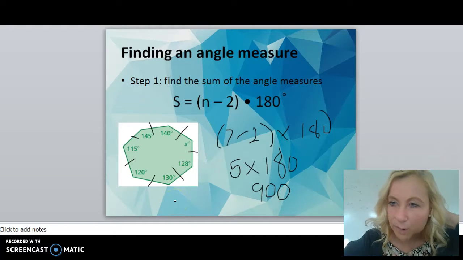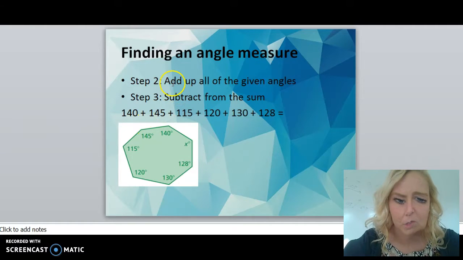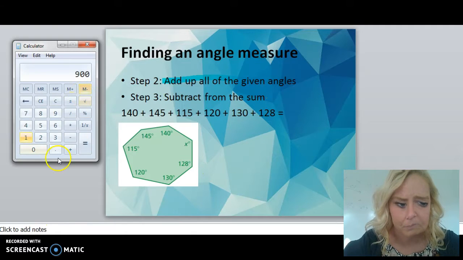So that's step 1, kind of going back to what you learned about in the last video. Step 2 is we're going to add up all of the given angles. So I'm given 140 plus 145 plus 115 plus 120 plus 130 plus 128. So I'm going to use my calculator and add up all of my given angles. Because I already know these measures, I can use that information to find the missing angle.